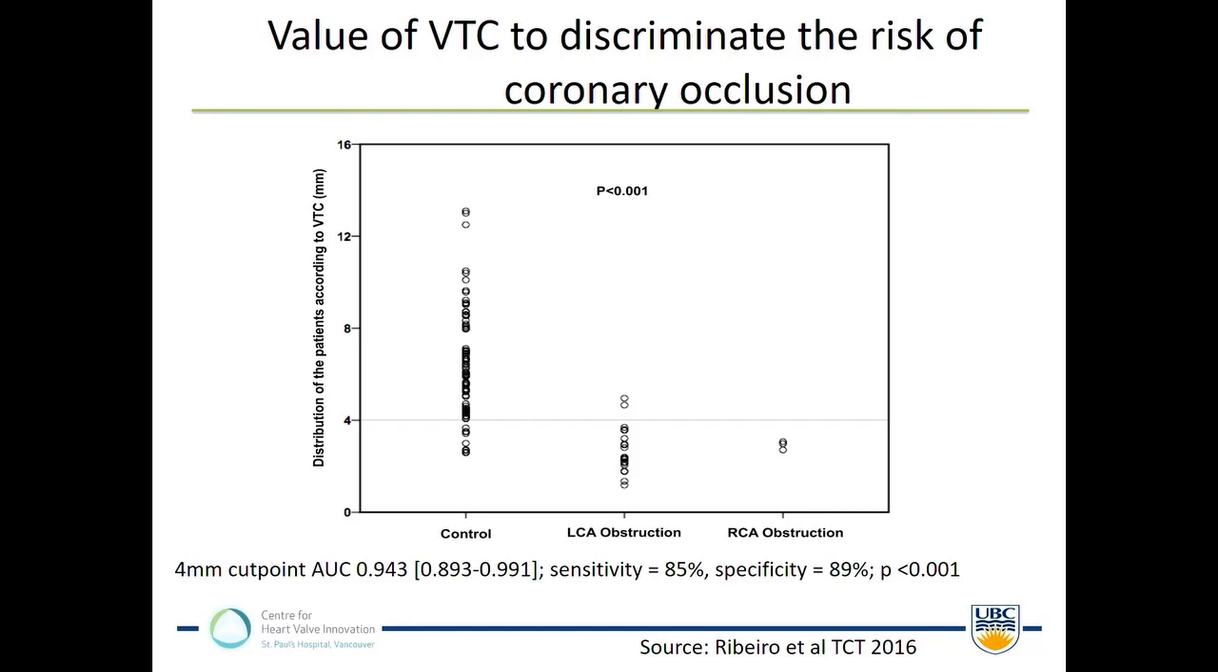A large registry was published in European Heart Journal, and Enrique Ribeiro put it together. We analyzed 150 CTs without coronary occlusion, and I think it was somewhere around 27 with coronary occlusion, and using a VTC of 4 millimeters was strongly predictive of risk of coronary occlusion.